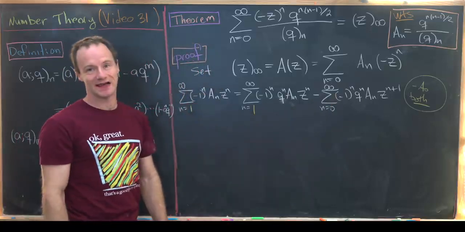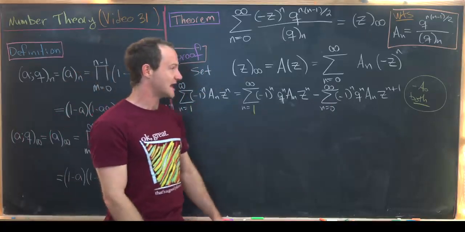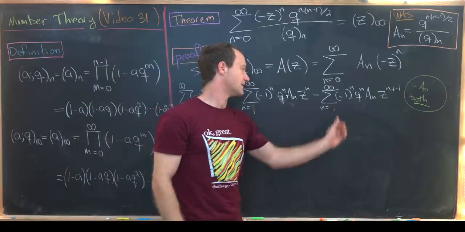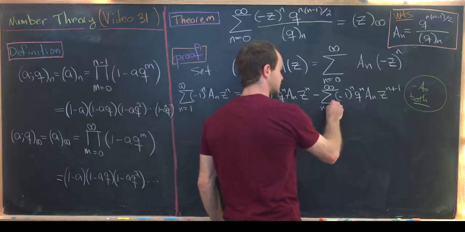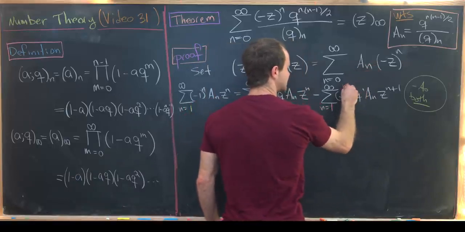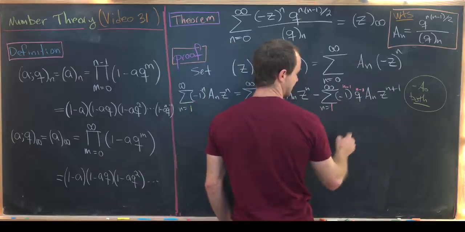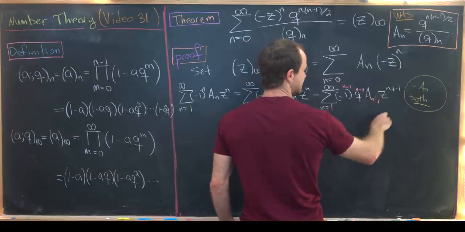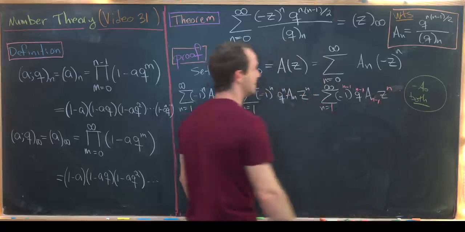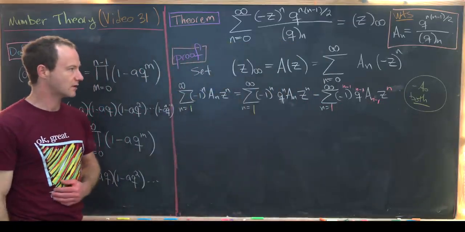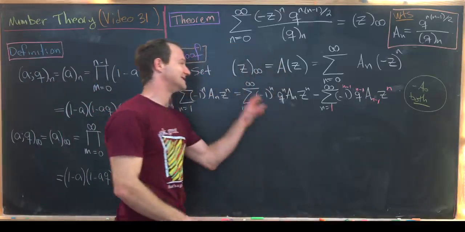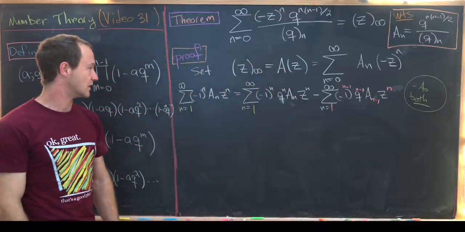Now we're going to play a game over here. We're going to re-index. So we'll replace n with n minus 1. So if n minus 1 is 0, that means n is 1. So that means we'll start here at 1. But that means all of these are going to change. This will change to n minus 1. So will this. So will this. And then this will change from n plus 1 just to n, like that. Okay, nice.